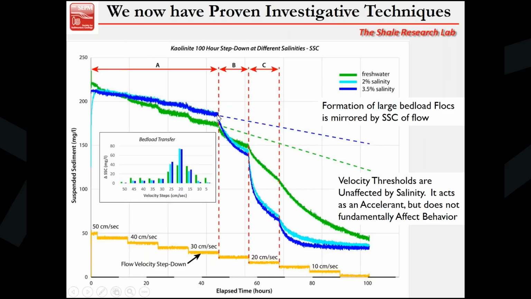But at some point, you come to a hydraulic condition where the mud really comes out, forms bed-load floccules, and then the decline curves get much steeper. And this happens around here. And then you go even further, and it becomes more dramatic. The other thing that you notice is that salinity, you have here fresh water, 2%, 3.5%, is not really the deciding factor of how this happens. Basically, no matter which salinity you use, once you reach a critical velocity, stuff comes out.